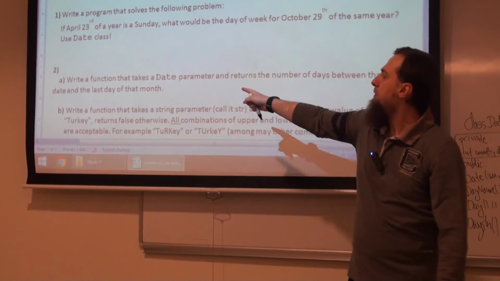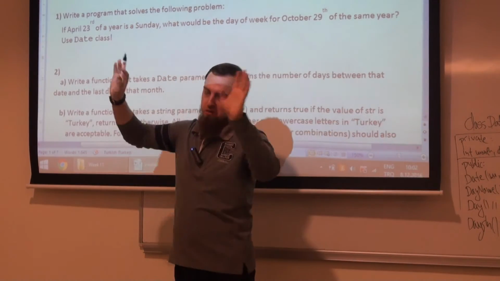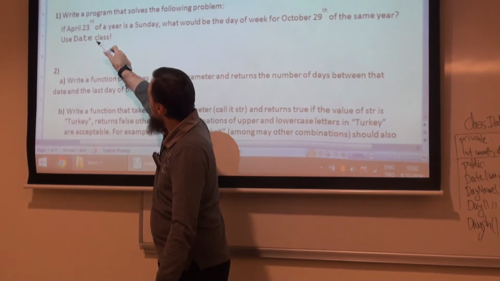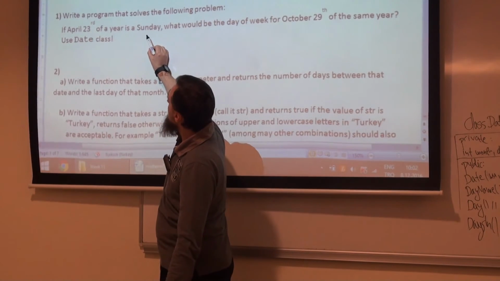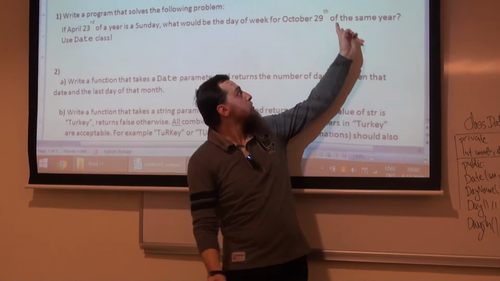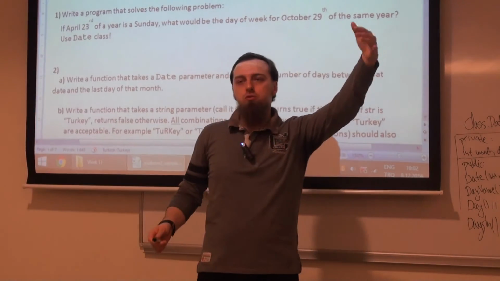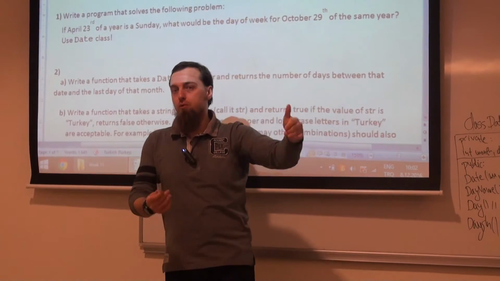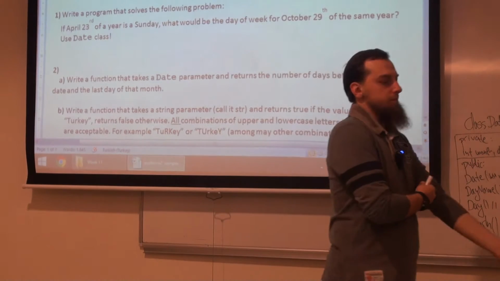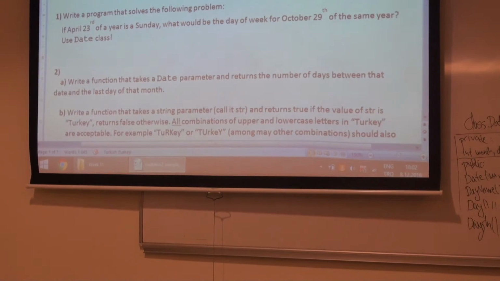Meaning if in a certain year, whatever the year is, not important, the 23rd of April is Sunday, then the 29th of October will be maybe Tuesday, Wednesday, I'm not sure. We should write a program to check it. So let's write that program.